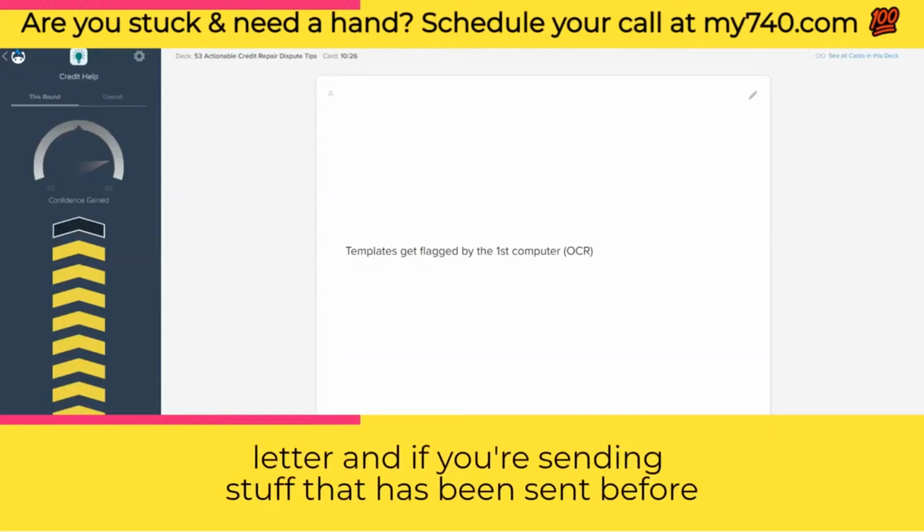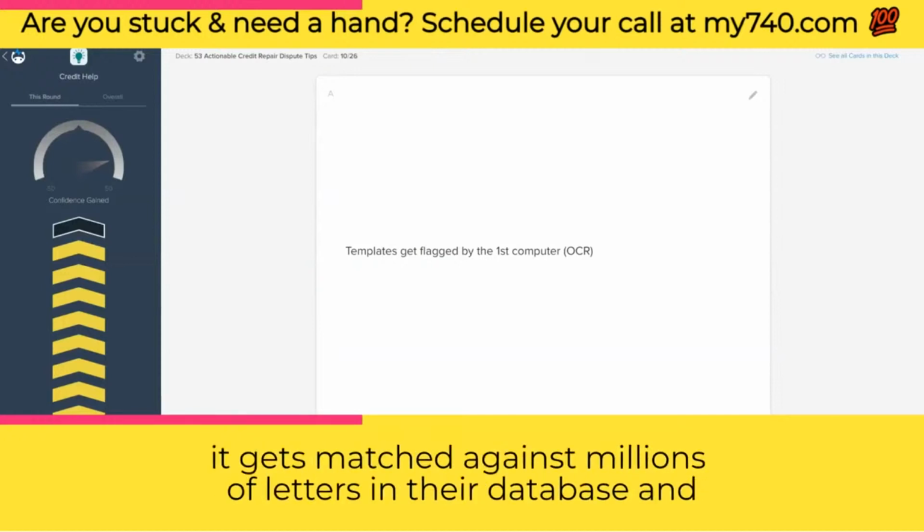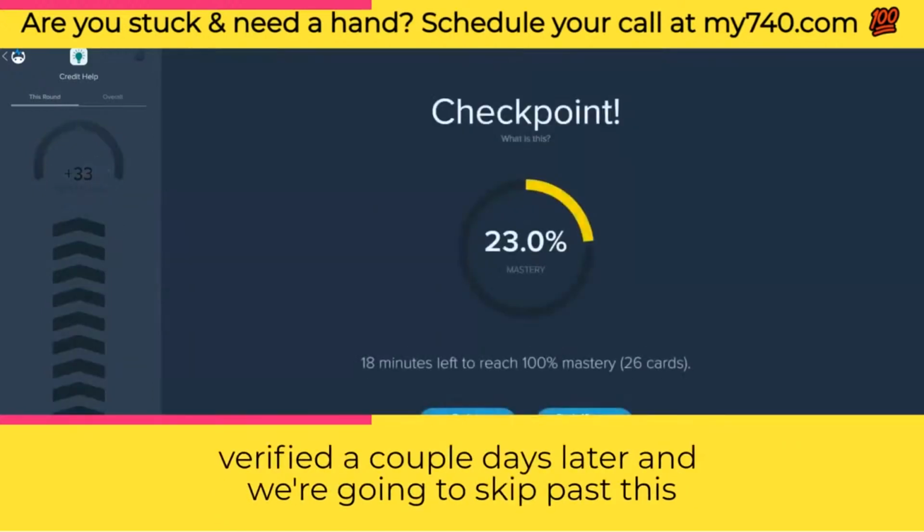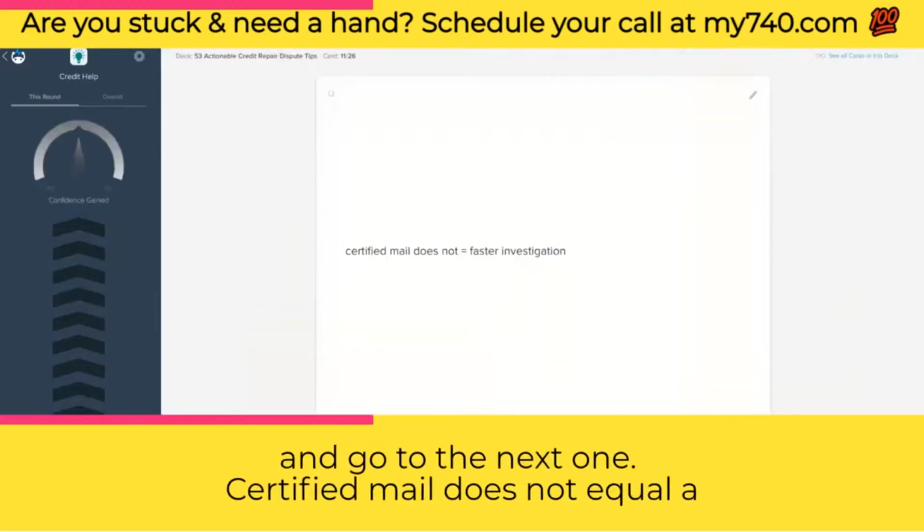And if you're sending stuff that has been sent before, it gets matched against millions of letters in their database. And guess what? There's no investigation. It comes back as verified a couple days later. And we're going to skip past this and go to the next one.